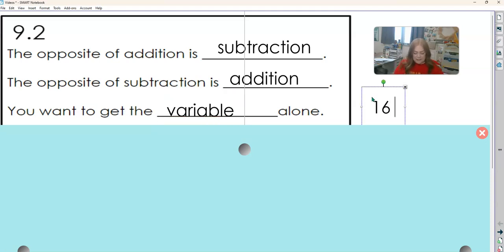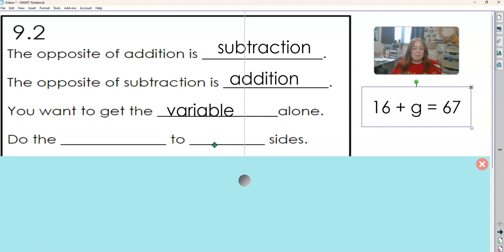So if we have 16 plus g, and that equals 67, then we need to do the opposite of that. We are trying to get g alone. We'll undo it, and we'll take a look at what that looks like here. Because it is an equation, it's balanced on both sides. This is the same as this. We have to keep it balanced and do the same thing to both sides. So that's a big math rule. We do the same thing to both sides.